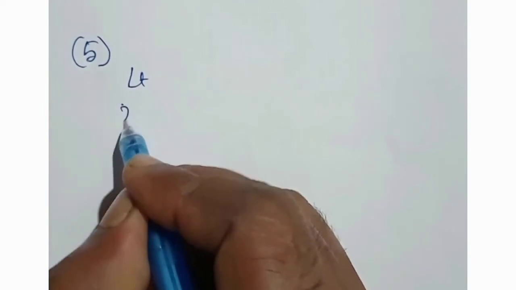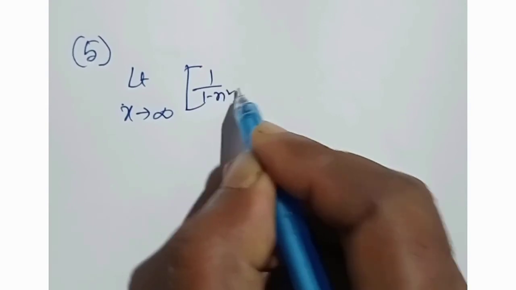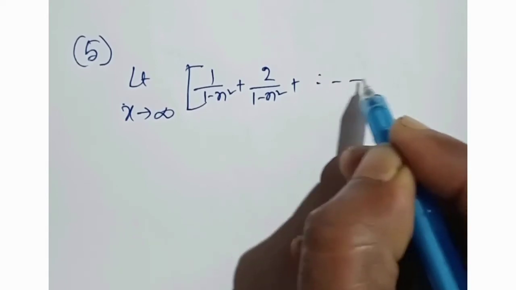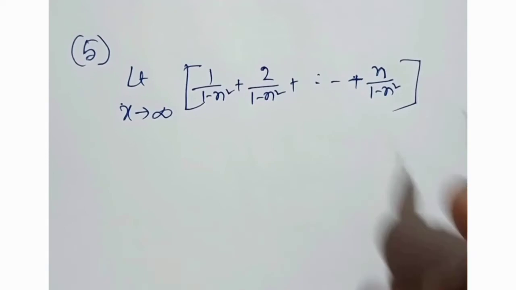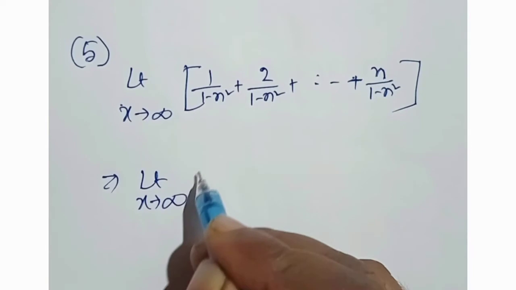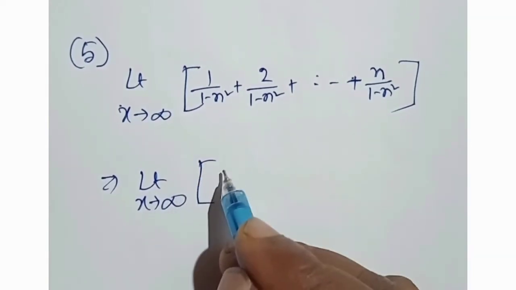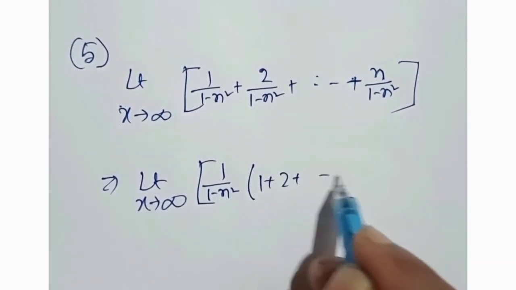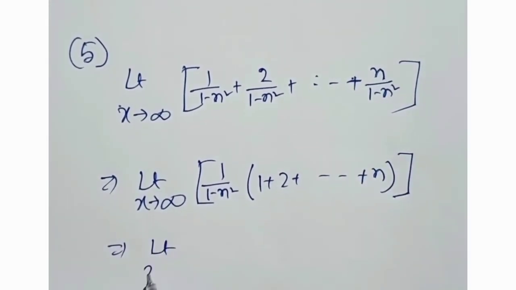So guys, our next limit is limit x tends to infinity of 1 by (1 minus n square) plus 2 by (1 minus n square) plus dot dot plus n by (1 minus n square), right? Guys, this is relatively very easy problem. You can see that if I take 1 minus n square from denominator as a common, so we'll get 1 by (1 minus n square) into (1 plus 2 plus dot dot plus n), right? So next line will be limit x tends to infinity.